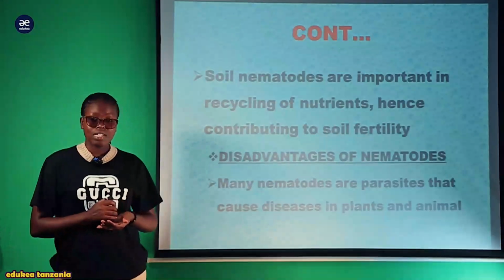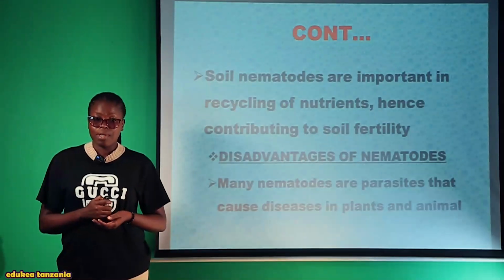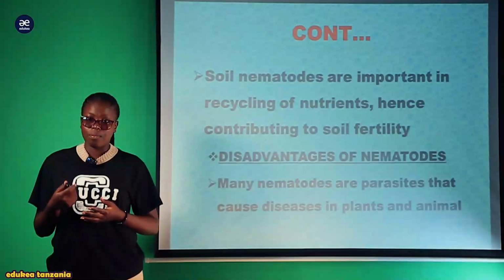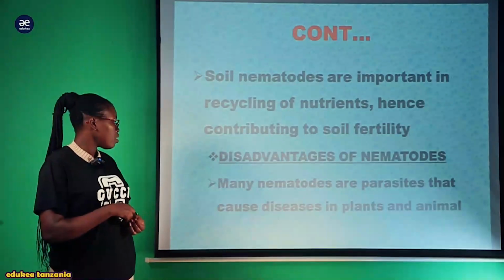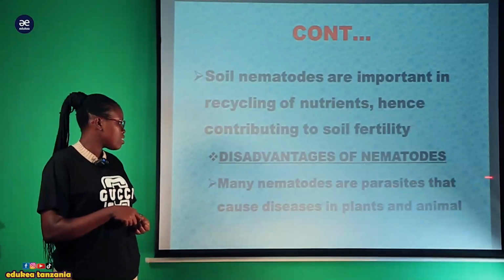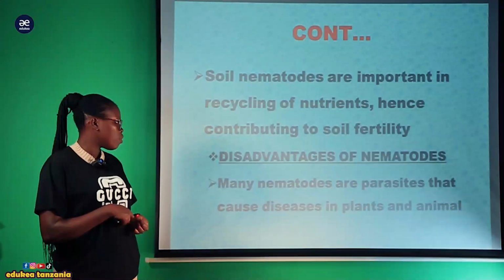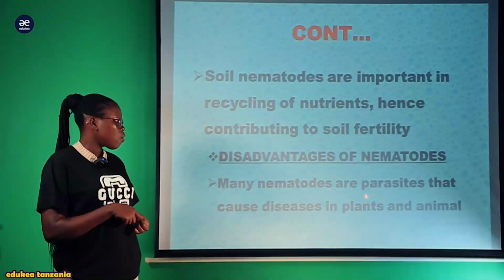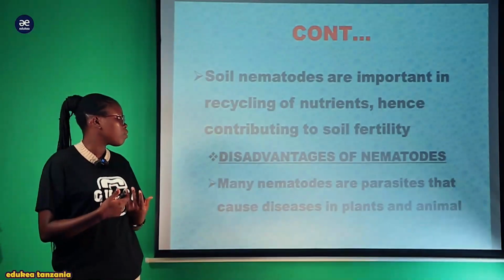Now let us discuss the disadvantages of Nematoda. Example, kuna Ascaris lumbricoides, which are the representative member of the phylum Nematoda. So, many nematodes are parasites that cause diseases in plants and animals. Kwa many of nematodes ni parasites ambao wanasababisha magonjwa kwa plants pamoja na kwa animals.